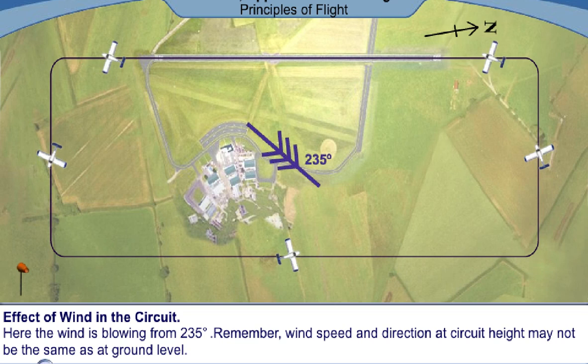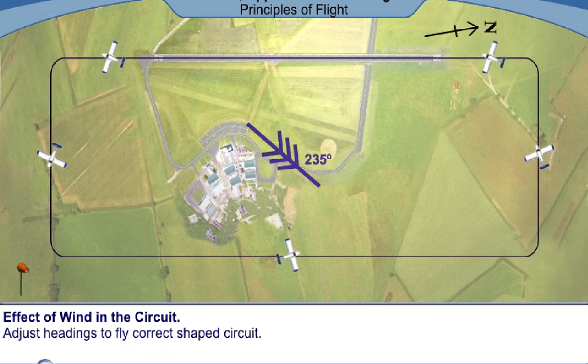Remember, however, that the windsock will give you a guide to the wind direction at surface level only. Sometimes you'll find an unexpected difference between wind at surface level and the wind at circuit height. If you fly a circuit taking the speed and direction of the surface wind into account, and the circuit fails to conform to the correct shape, think first about the wind, and adjust the headings for your next circuit accordingly.